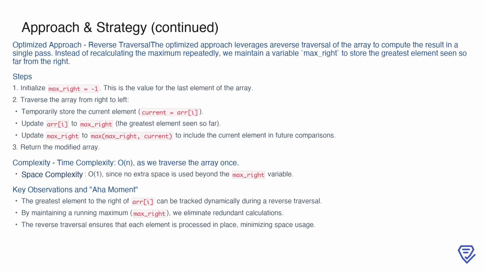The beauty of this approach lies in its efficiency. It processes each element in a single pass, giving us a linear time complexity of O(n). Additionally, because we only use one extra variable, the space complexity remains constant at O(1). This dynamic tracking of the maximum value eliminates redundant calculations and allows us to modify the array in place.